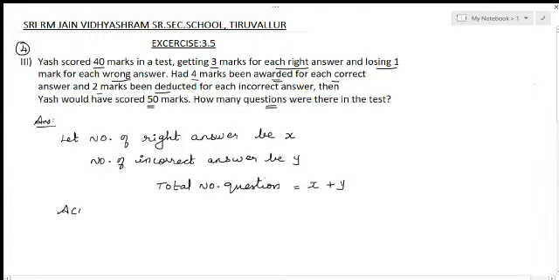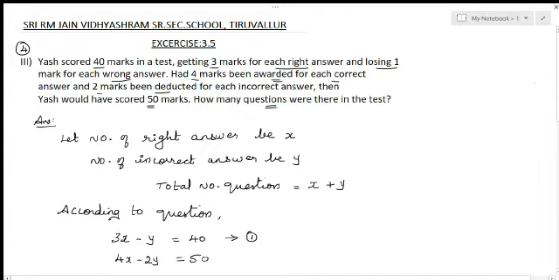Now, according to the question, we can see in the first case, he scored 40 marks when he gets 3 marks for a correct answer and 1 mark is reduced for a wrong answer. So 3x minus y equal to 40. Let this be equation 1. In the second case, 4 marks are given for a correct answer and 2 marks are reduced for an incorrect answer. At that time he scored 50 marks. So 4x minus 2y equal to 50.